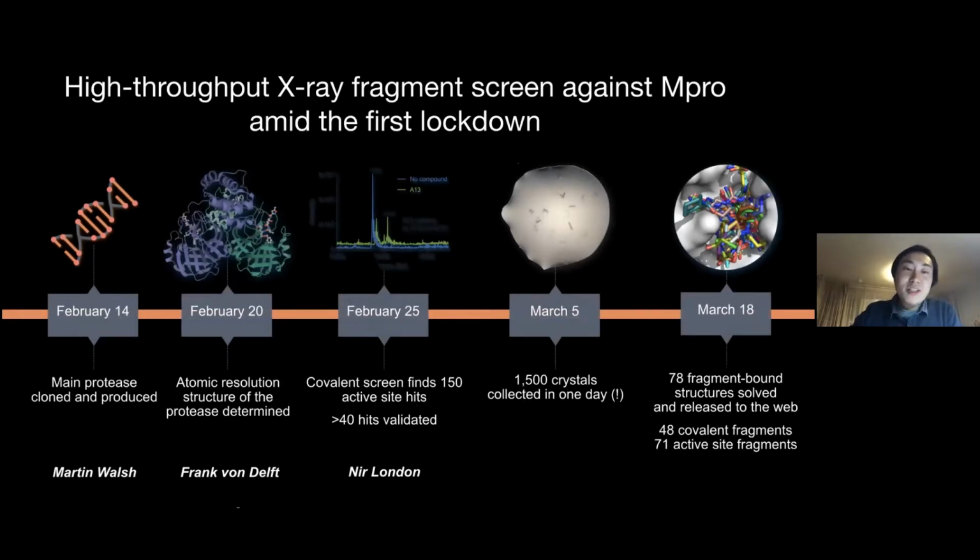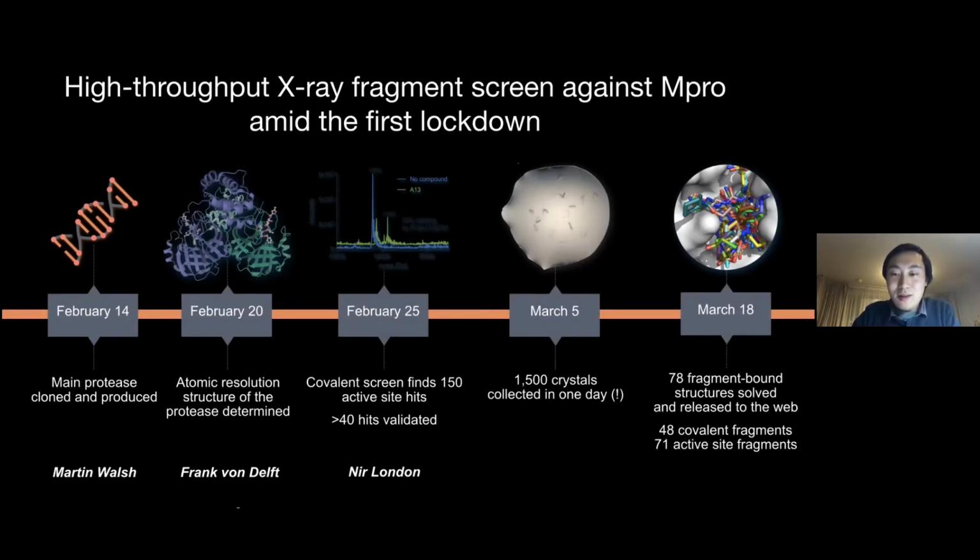The whole project started back in, I guess, February 14, 2020, almost a year ago, or actually just a year ago. The main protease was cloned and produced by Martin Walsh in Oxford. Then Frank determined the atomic resolution structure on February 20th, I think replicating some of the work done by a Chinese group. Then Nir from London and Weizmann did a covalent screen, finding hits on February 25th.